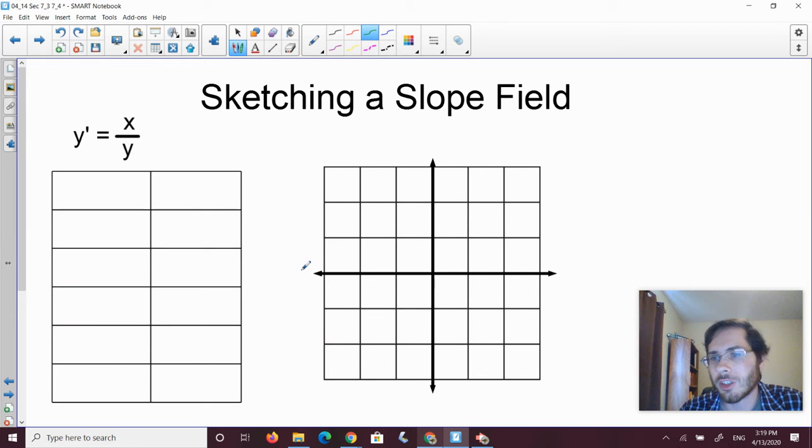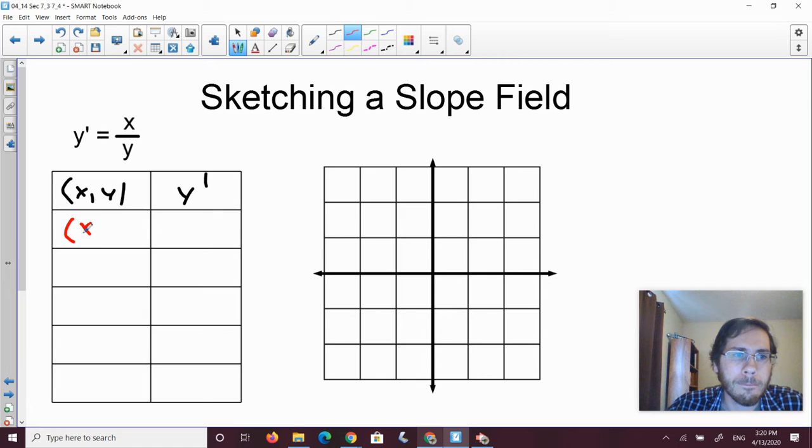Same deal. We can check out another slope field, x over y. Again, the whole idea is to look for structure. So we're going to pick a point in xy coordinate pair, and then find out what our derivative is going to be. So in this case, if we pick 0 for y, we get an undefined.